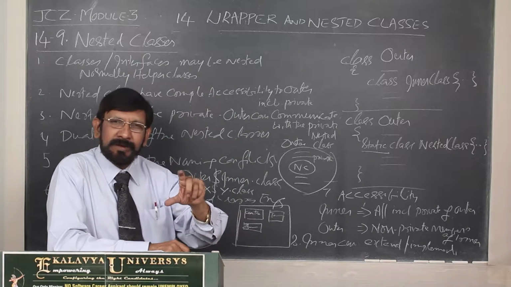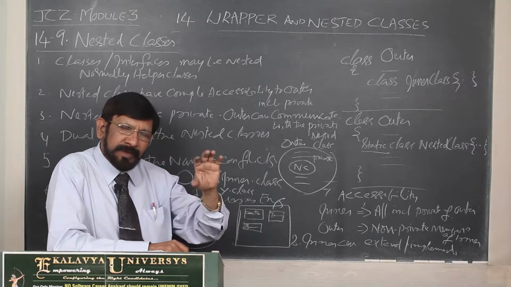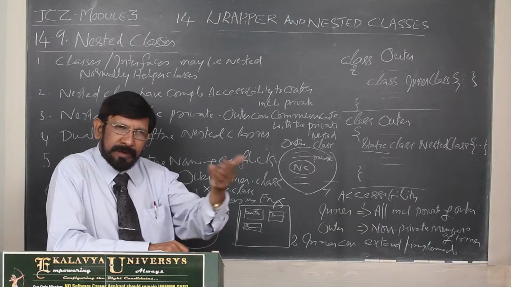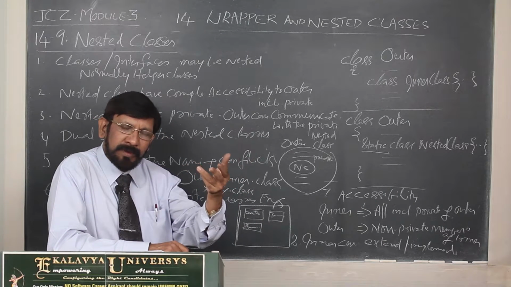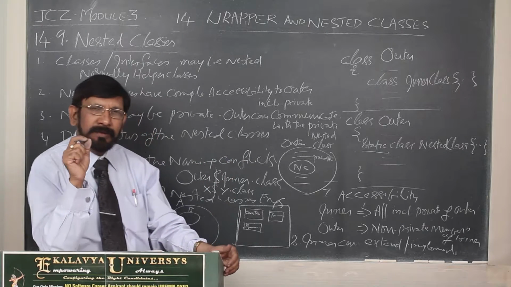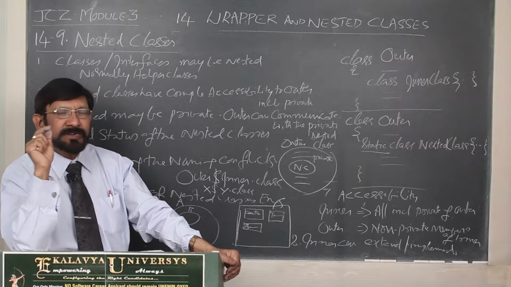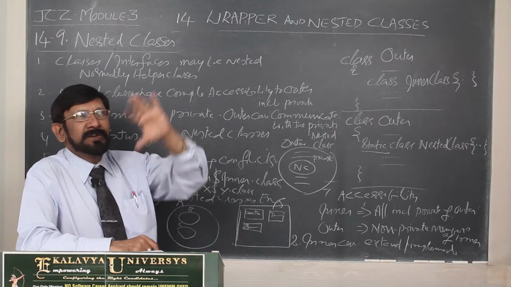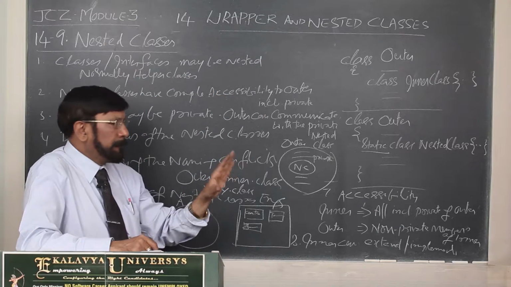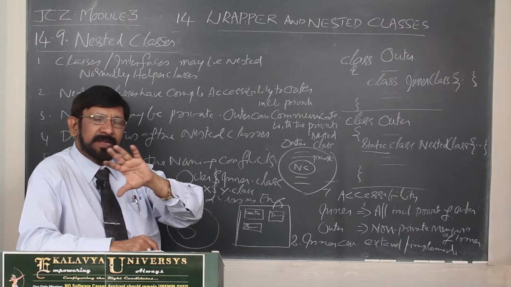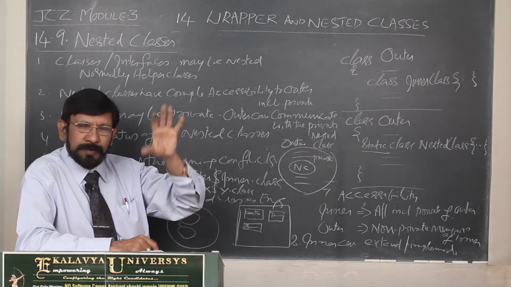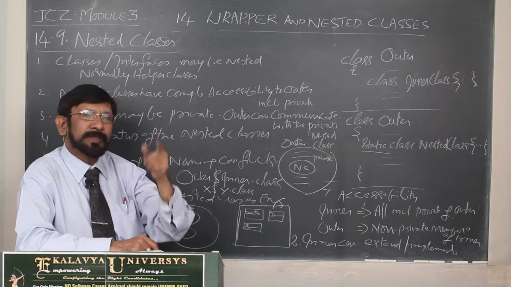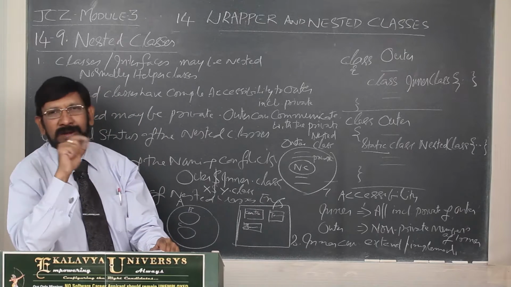Within the body of the method, the program may create a class, create objects out of that, and return it. That need may be there. Such a need comes within the body of a method. Where is a method placed? A method is placed within a class. In Java, in object oriented programming, methods cannot be placed outside. A method should be placed within the body of a class. So, if within the body of the method you place a class, it is called a local class.